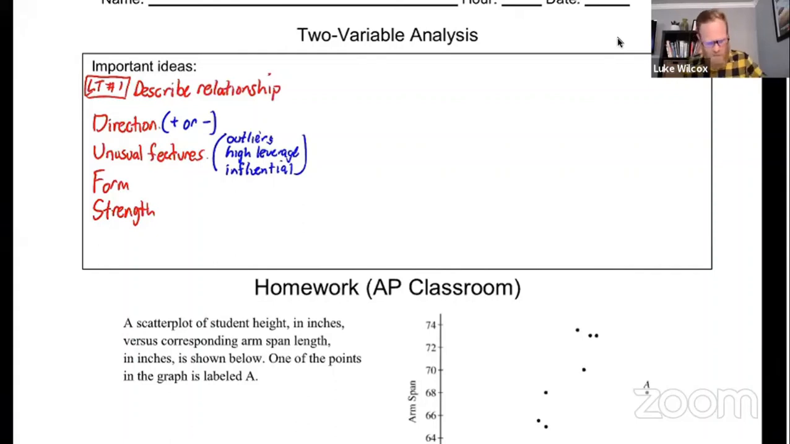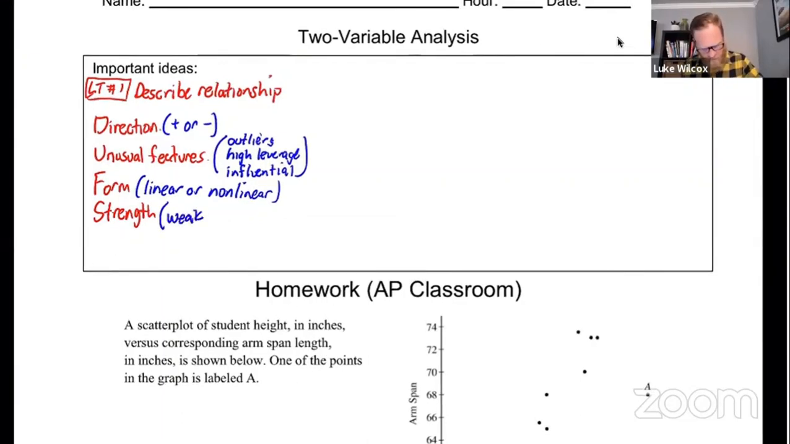All right, in terms of form, you sort of have 2 choices here in AP Statistics, and that's linear or nonlinear. Now, if you take another statistics course in college, you'll get into those nonlinear relationships in a little bit more detail. And then finally, strength. We have different words to describe the strength, ranging from weak all the way up to strong.